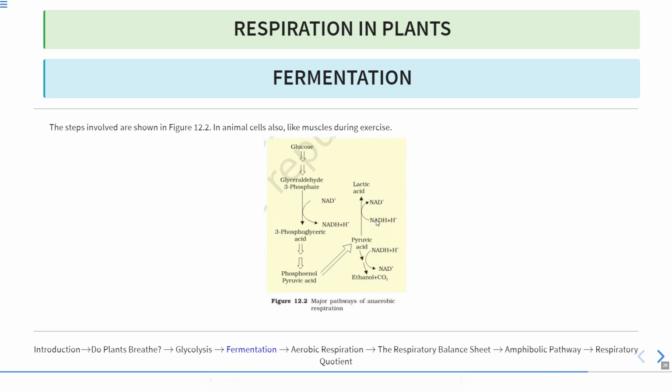And sometimes, when you do vigorous exercise, lactic acid is also produced in our body, because there is a frequent requirement of energy. So every time what is running? Glycolysis, glycolysis, glycolysis, and there is an accumulation of pyruvic acid. So pyruvic acid is converted to lactic acid, right? So there is a cramp.